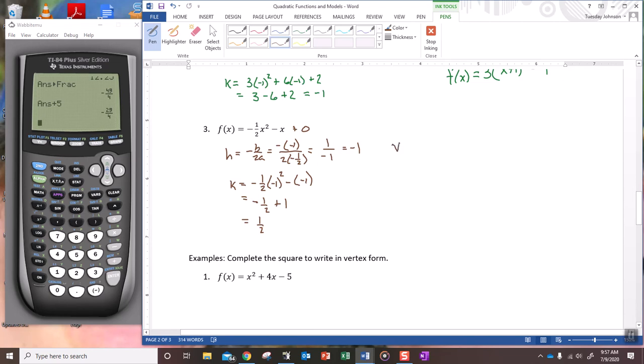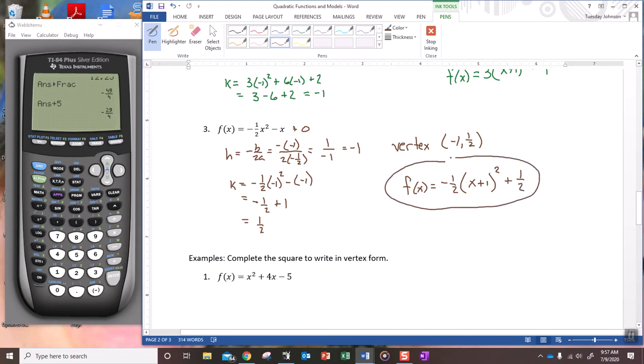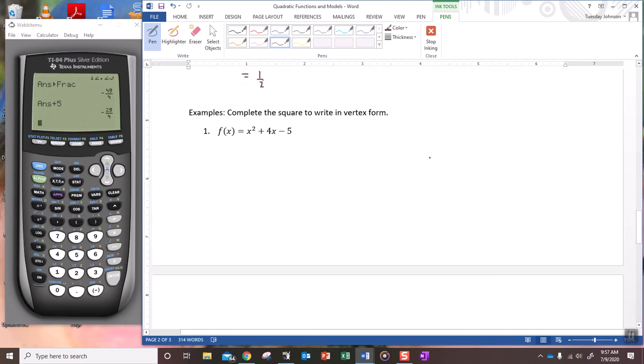So my vertex is at negative 1, comma 1/2. And my function can be rewritten: a value, negative 1/2. I don't know what that line is for, so let's take care of that. Go back to brown. Times x plus 1 all squared plus 1/2. That's vertex form from standard form. But we can actually write vertex form in other ways as well.